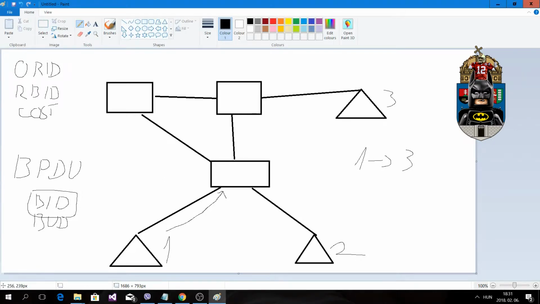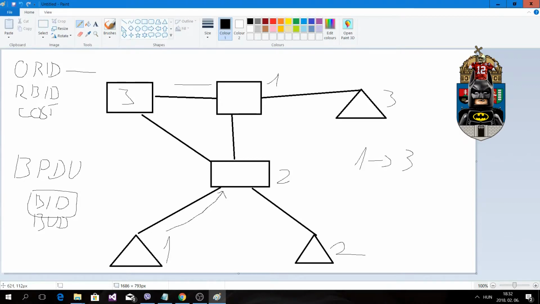So what's going to happen? The election is based on the root bridge ID, so we don't really care about their actual ID. The root bridge ID is important because imagine that this will be 1, 2, 3. Of course it's not a good example because in real life it's like 1000 or 10,000, I don't know.